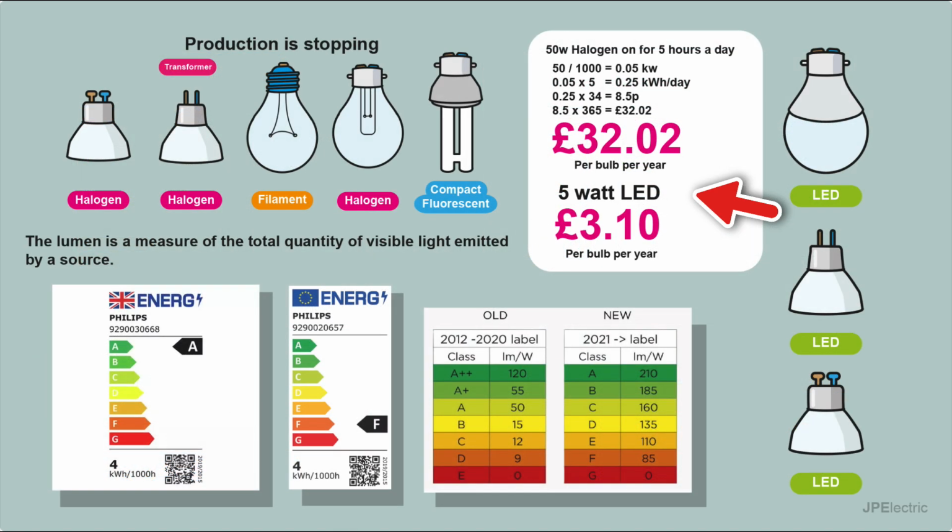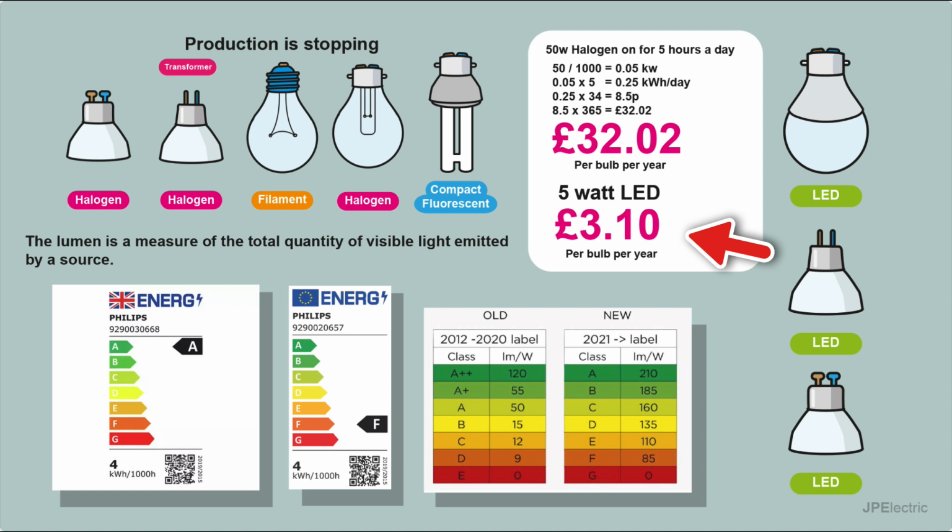And one of the biggest cost saving exercises you can do is convert your old halogen lights to LED. Production of halogen lights is stopping. LEDs are so much more efficient. You can see the numbers here. A 50 watt GU10, and people tend to have a lot of these in the house when they're installed. I did some quick sums here: 50 watt halogen on for 5 hours a day. Each halogen could cost you £32 a year. You bring that down to a 5 watt LED, you'd be paying just over £3 per bulb a year. So as you can see, the savings are massive.